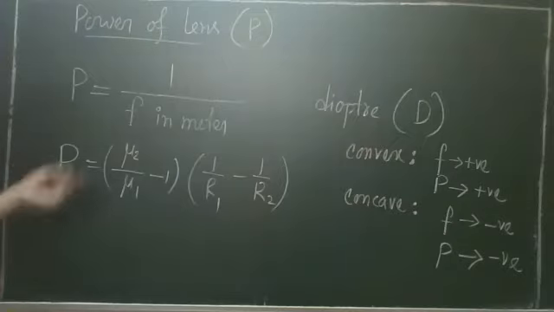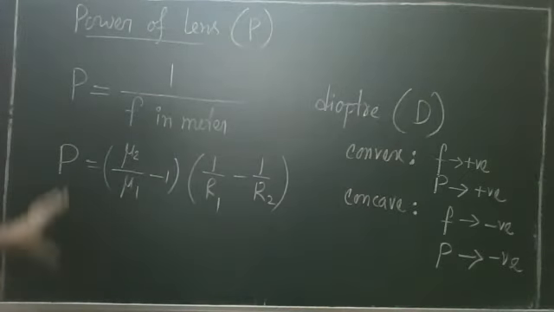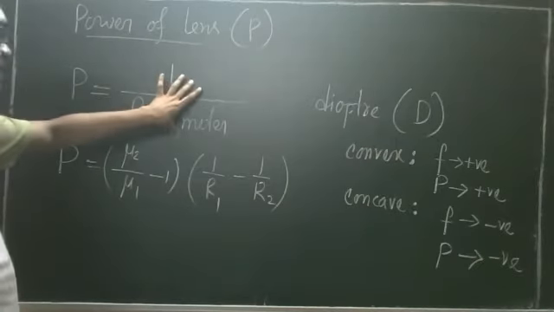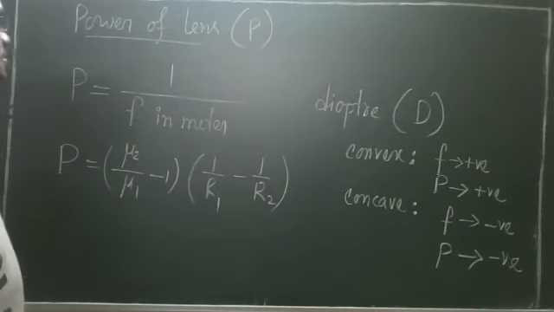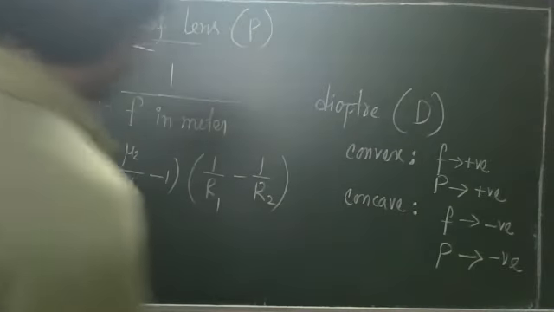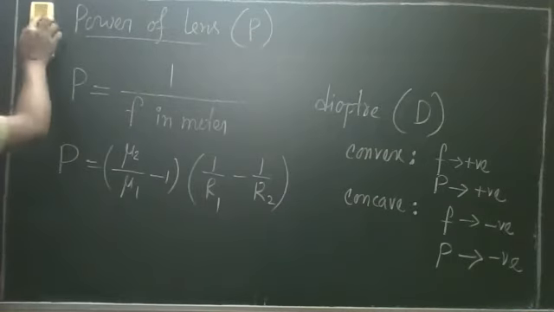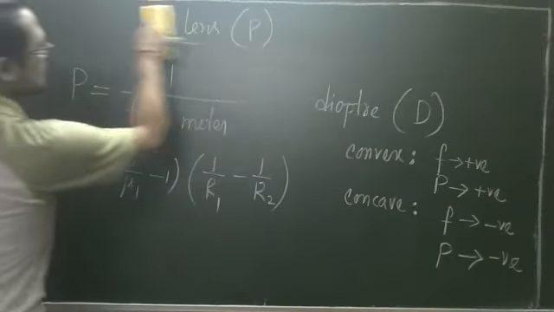So you can get small numericals related to P equal to 1 by f. But in this grade, P equal to 1 by f is not so important, but you have to keep in mind, this is the basic thing. So now we are going to combination of lenses. That is the important thing. Okay, I am erasing this. Now come to combination of lenses.